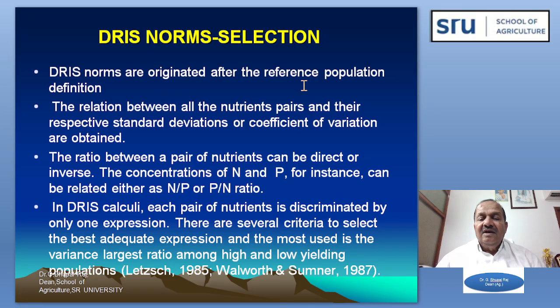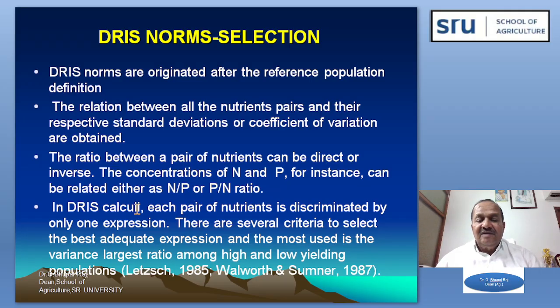The relation between all the nutrient pairs and their respective standard deviations or coefficients of variation are obtained. So the ratio between a pair of nutrients can be direct or inverse. The concentrations of N and P, for instance, can be related either as N by P or P by N. So it may be the direct ratio, like N by P, or maybe the reverse, P by N. So different ratios will be taken into consideration, and one ratio will be selected depending upon the coefficient of variation, based on the coefficient of variance ratio.